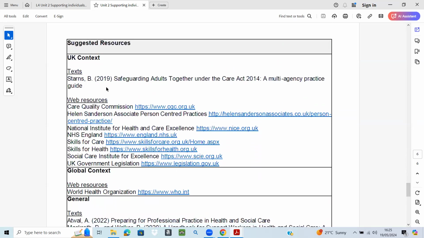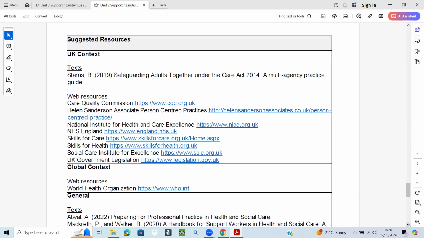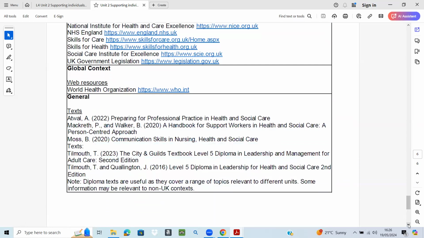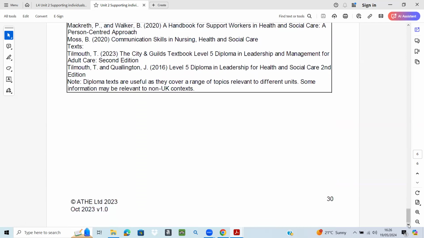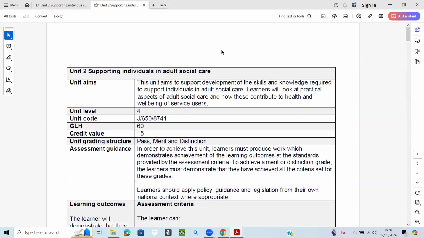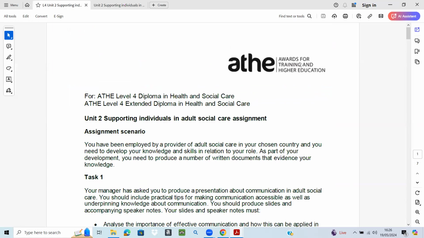Then we have some suggested resources. So make sure that we do read these resources. In the form of text, we have this, then the web resources, we have this, then global context. If we are giving examples from an international perspective, then we can use resources like World Health Organization. Then general text, we have these books or the resources. So we can gather information from multiple sources, and we will be able to complete our assignment.